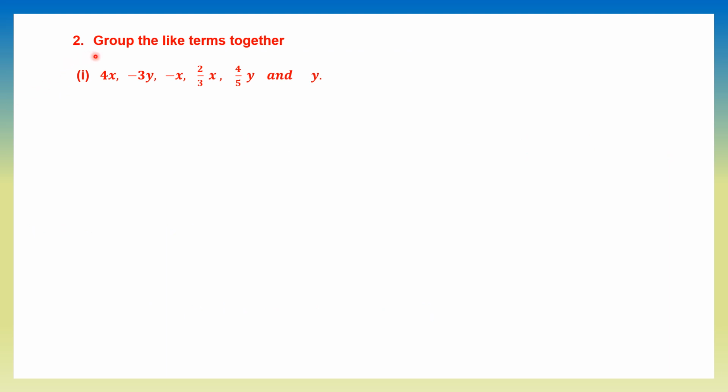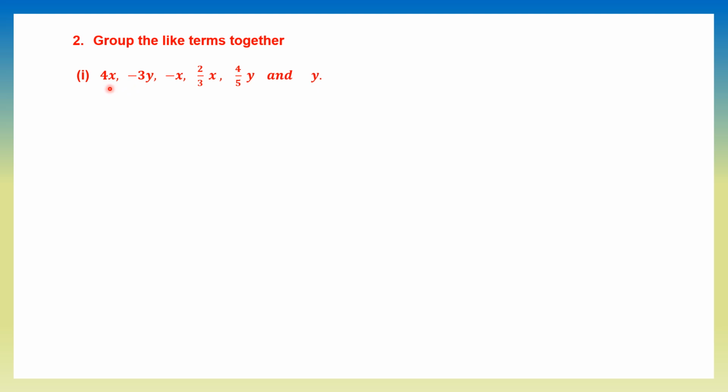Question 2. Group the like terms together. Now what are terms? Terms can be a number by itself or a letter, or it can be a product of a number and a letter, that is when you multiply, or it can be a quotient like this. It can be division of a constant and a variable. Now what are like terms?